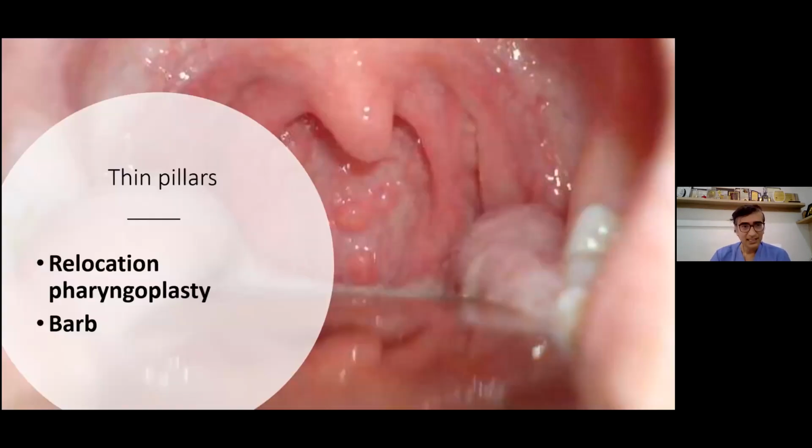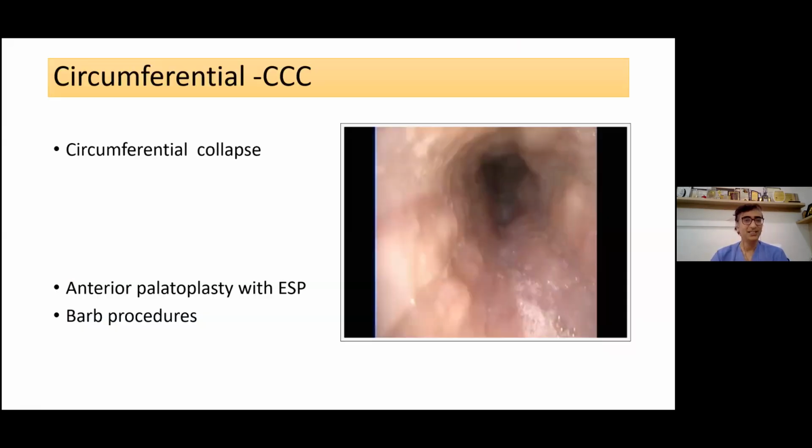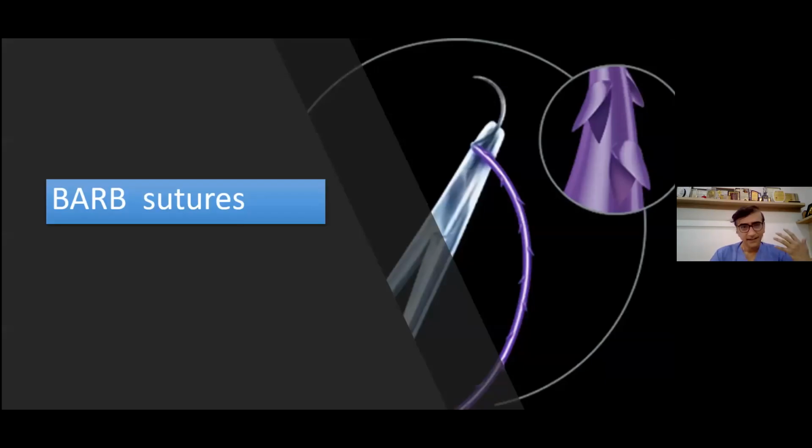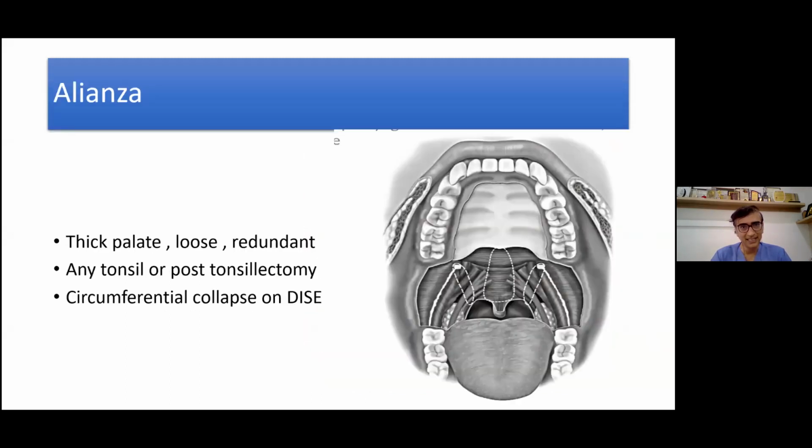Now, there is a lot of data out there that says that with the advent of the BAR procedures, you can do a single BAR procedure instead of a combination of these procedures. And to me, if they are very thin, pliable pillars like this, you would select either any of the BAR procedures or a relocation pharyngoplasty, because these procedures are minimally invasive. Now, BARBs, of course, have been spoken about in detail, so I will not go into that.